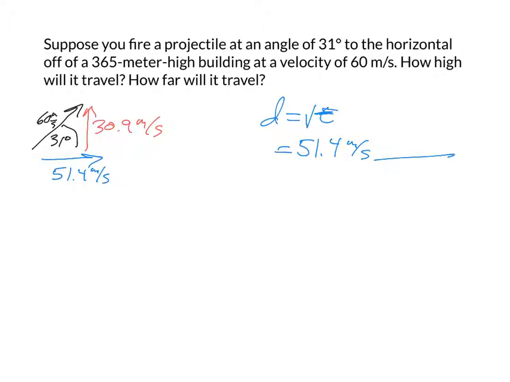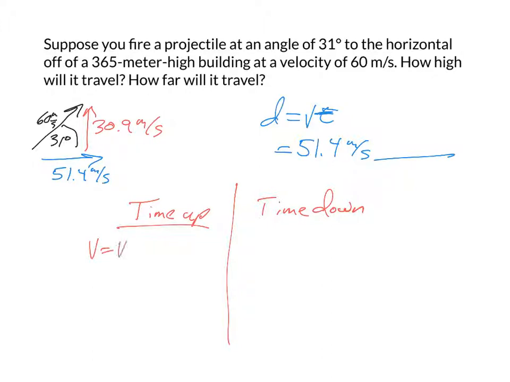My time is going to be a little tricky. I need the time up, and I need the time down. I'm stealing it from the vertical. That's why I'm going in red. The time up, I know it's just the halfway trip, so my final velocity is 0.